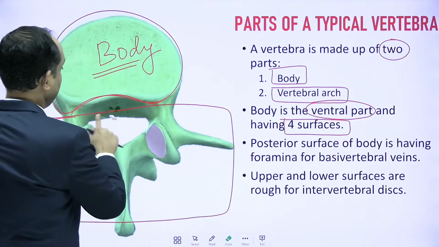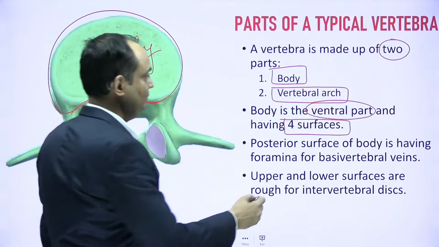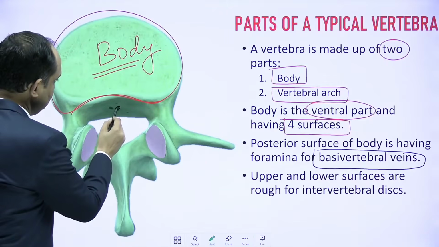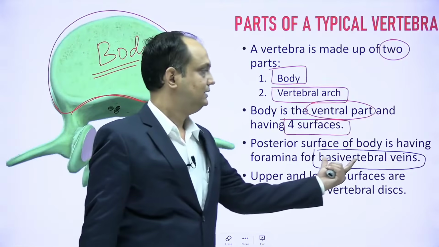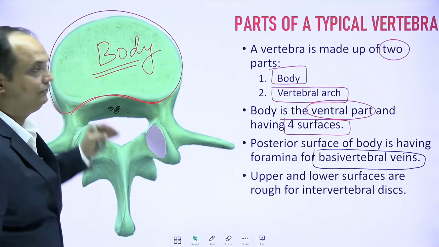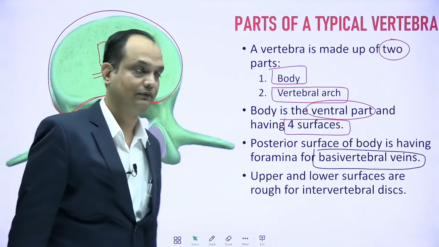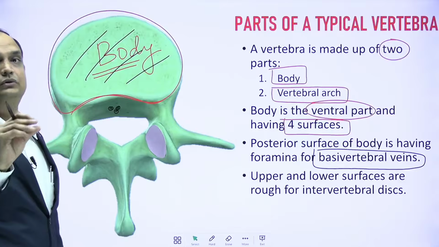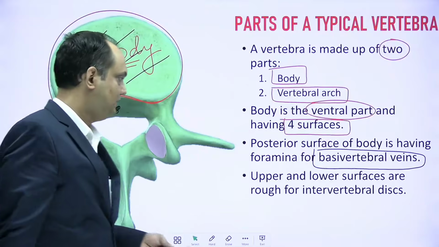In this diagram you can see the foramina, and these foramina are for the basivertebral vein. This is a question you often get in the exam. Here you can appreciate these small foramina. These foramina are for which structure? The answer is the basivertebral vein. And where are they present? They are present on the posterior side of the body of any typical vertebra. The upper and lower surfaces are rough, because you know that adjacent vertebrae will make a joint, and that is known as the intervertebral joint.